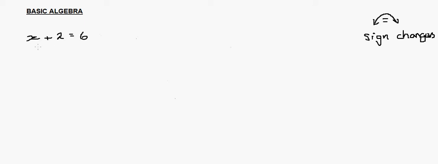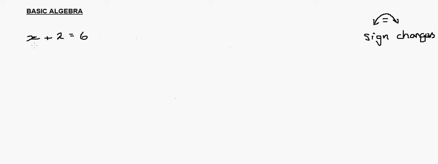Now, if we look at this, x plus 2 equals 6. So something plus 2 equals 6. Now, I'm sure you probably know that 4 plus 2 equals 6. So x must equal 4. But we have to show it.